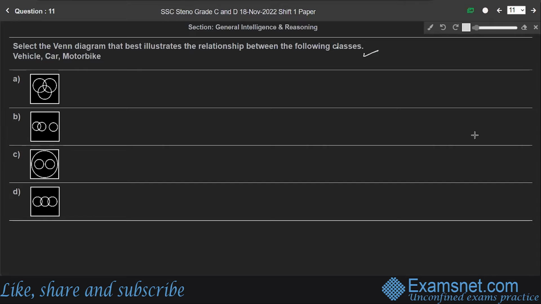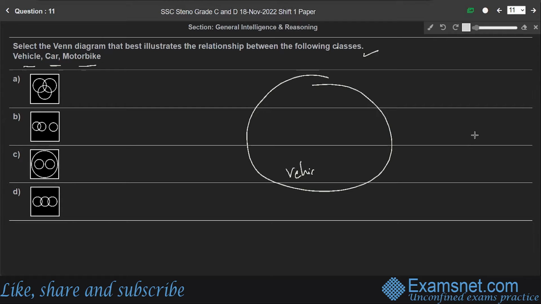Question number 11. Select the Venn diagram that best illustrates the relationship between the following classes. The classes are vehicle, car, and motorbike. We know that car and motorbike are different types of vehicles. Therefore, if we consider the set of vehicles, car is one type of vehicle and also motorbike.